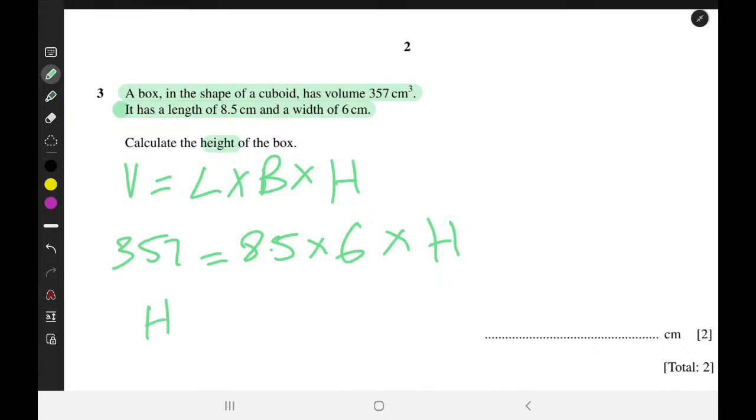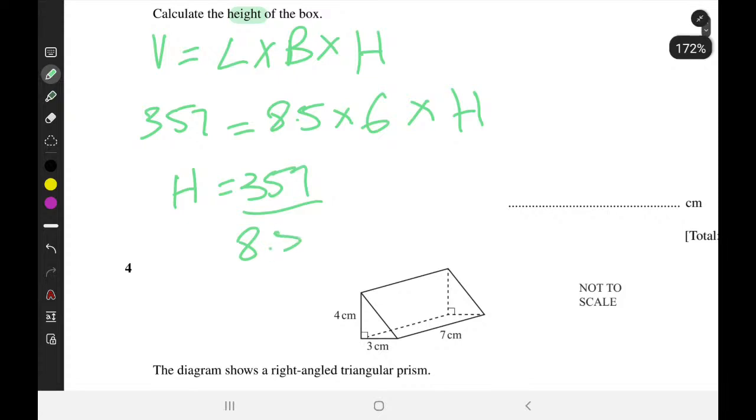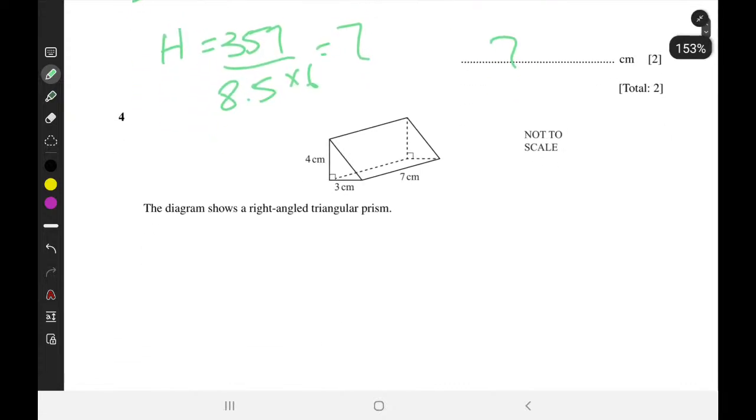So H is equal to 357 upon 8.5 multiplied by 6. So let me calculate that. 357 upon 8.5 multiplied by 6. So what's going to be the answer? It's 7. So very precise height, 7 centimeters is the answer.